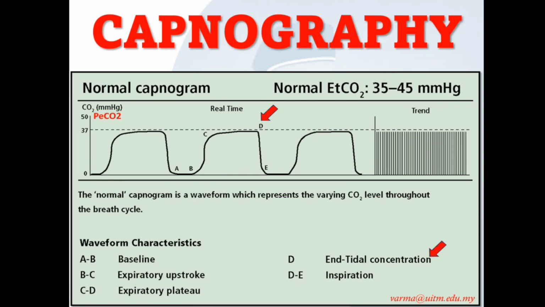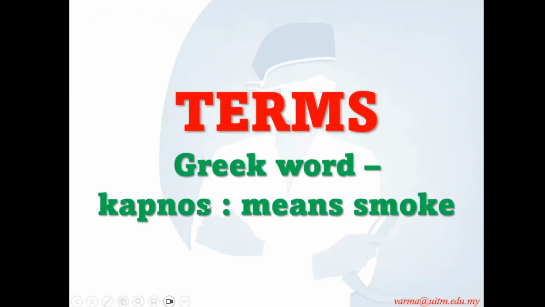So what I usually do is label it A, B, C, D, E, which does not confuse. It is less confusing, and for me it is easier to remember than reading different notes all saying different phases, because the part that you want to understand is what phase this is in your inspiratory versus expiratory cycle. So A and B is your inspiratory baseline, B and C is your expiratory upstroke, C and D is the expiratory plateau or alveolar plateau, D is your end-tidal concentration, and D and E is your inspiratory downstroke. We'll come into it. Before that, we go into the terms.